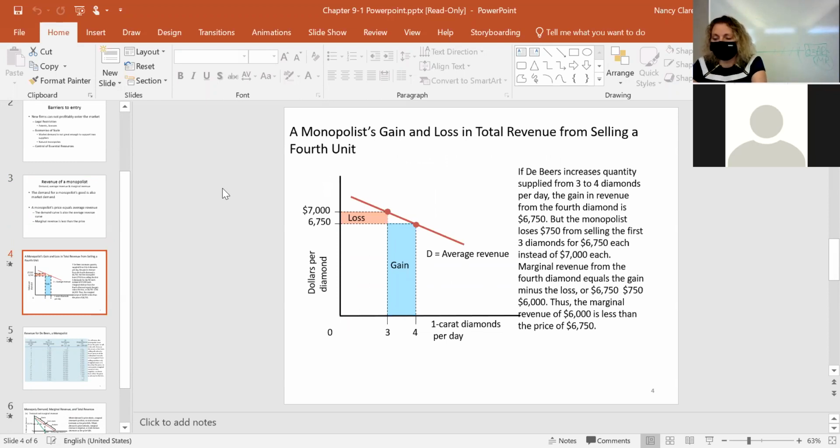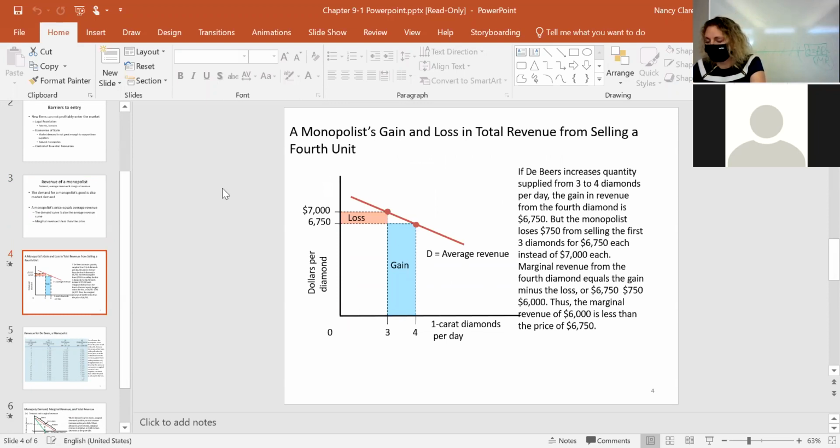So what you see here is a downward sloping demand curve. That's your red line there. This is for a monopolist. So a monopolist gets that market downward sloping demand curve. And then we're going to do an analysis for this monopolist.